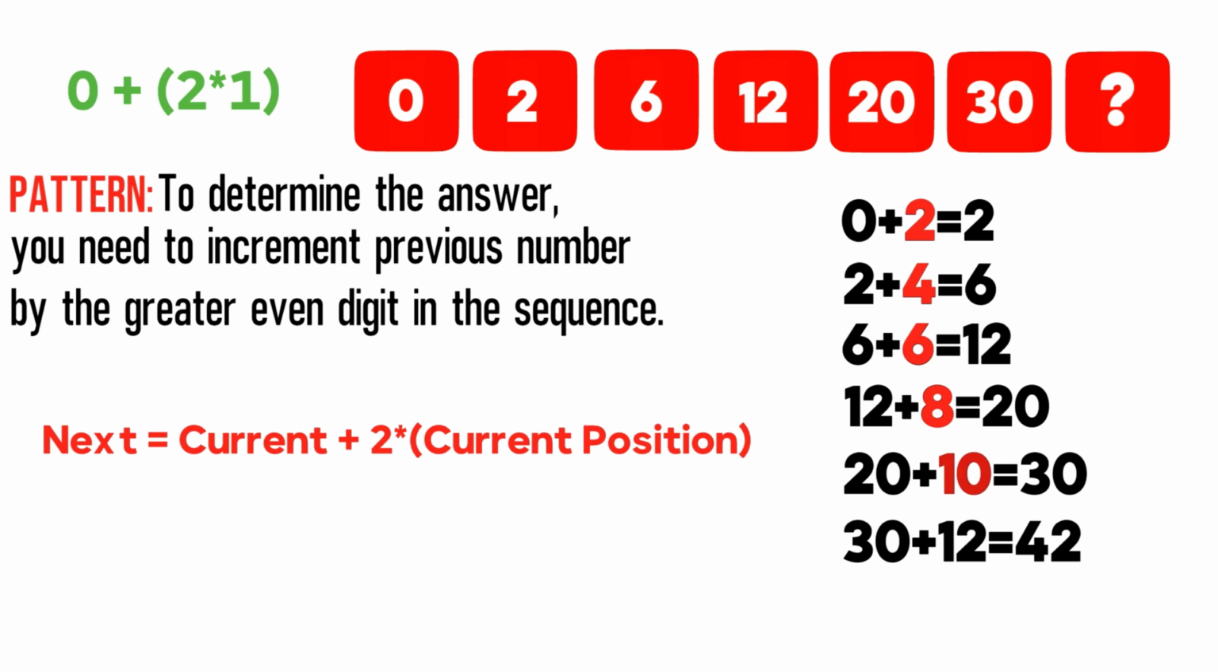The even numbers are 2, 4, 6, and you can increment them down the list. So you can add 2 to 0, the next one would be 4, 2 plus 4 equals 6. The next number would be 6, 6 plus 6 is 12. The next number would be 8, and 12 plus 8 equals 20. The number after that would be 10, so 20 plus 10 would be 30. And the number after that would be 12, and 30 plus 12 equals 42.